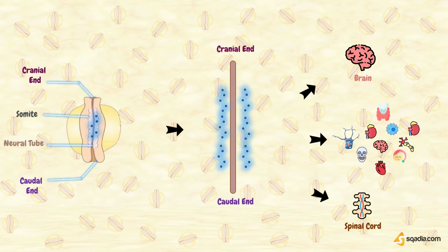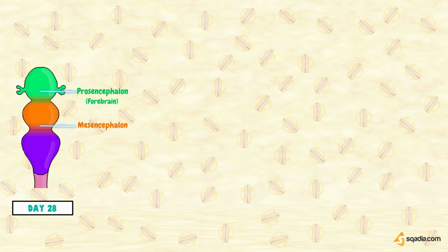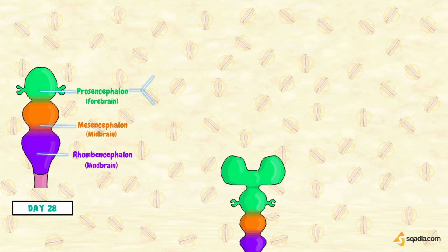Now let's understand the development of the brain. Three vesicles develop in the cranial end of the neural tube. At day 28, the vesicles are the prosencephalon that becomes the forebrain, the mesencephalon that becomes the midbrain, and the rhombencephalon that becomes the hindbrain.